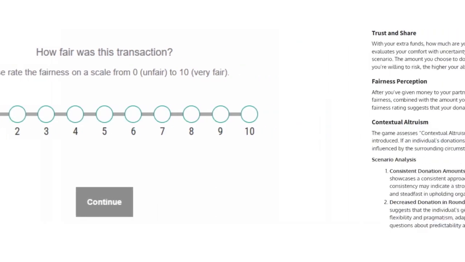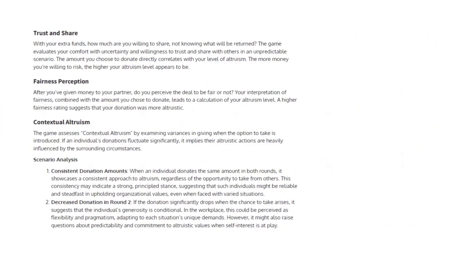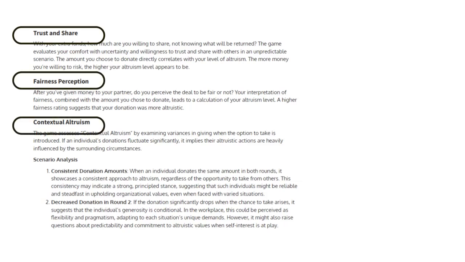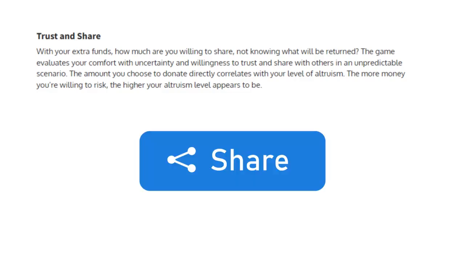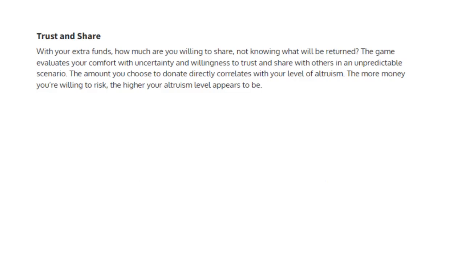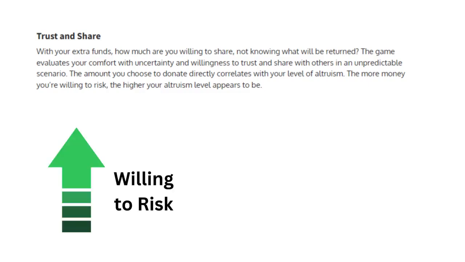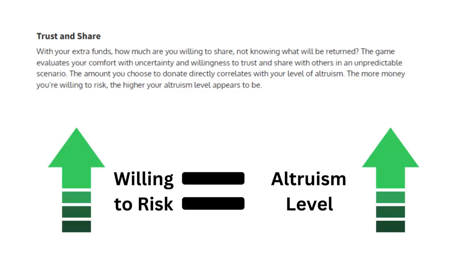This money exchange game is measuring 3 things: trust and sharing, fairness perception, and contextual altruism. When you are given extra money, the game measures your willingness to share, especially as you don't know your partner or what the money is for. Your comfort with uncertainty, willingness to trust and share with others all correlate with your altruism level. Simply put, the more you're willing to risk, the higher your altruism level appears to be.